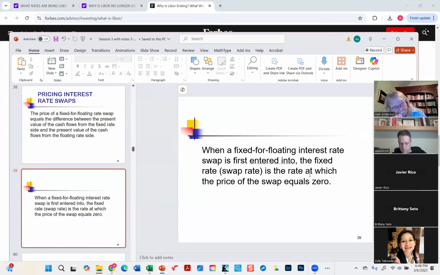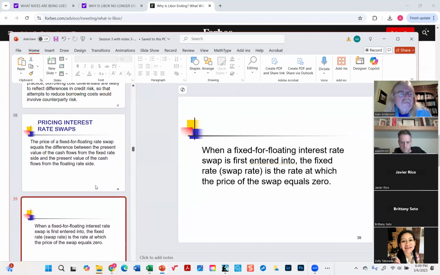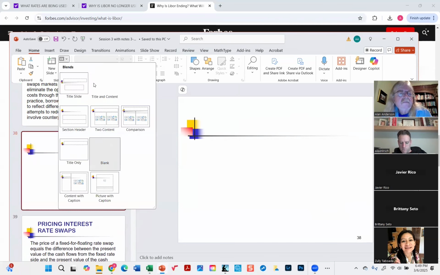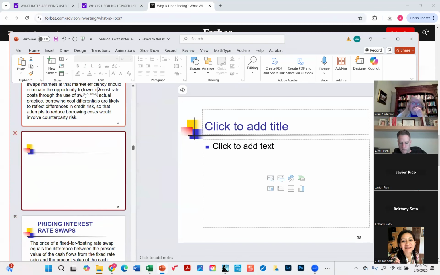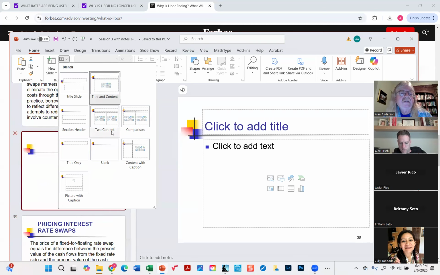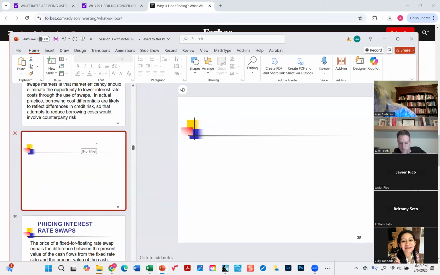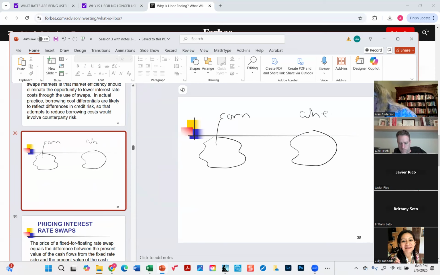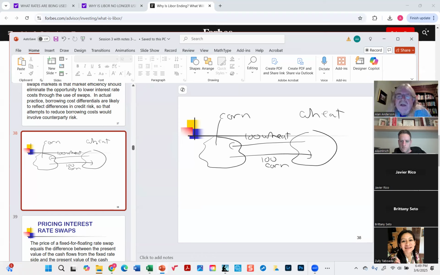Let's see, just to keep it simple, imagine, here's a good scenario. Suppose we have islands, and on this island they can only grow corn, and on this island they can only grow wheat. And so they agree we're going to sell 100 units of corn for 100 units of wheat. And let's say they each cost $100 a bushel. So right now the swap has the same value to both sides. I'm trading $100 worth of corn for $100 worth of wheat.